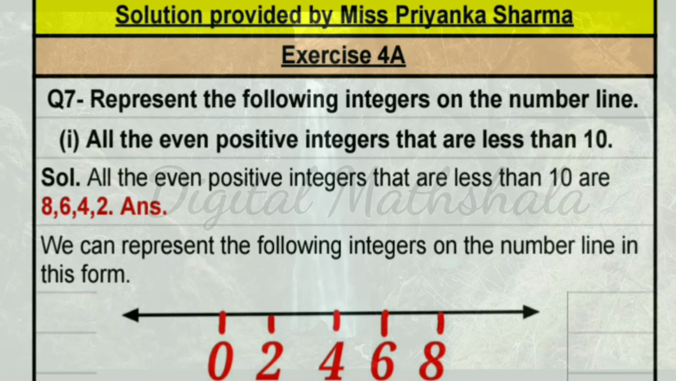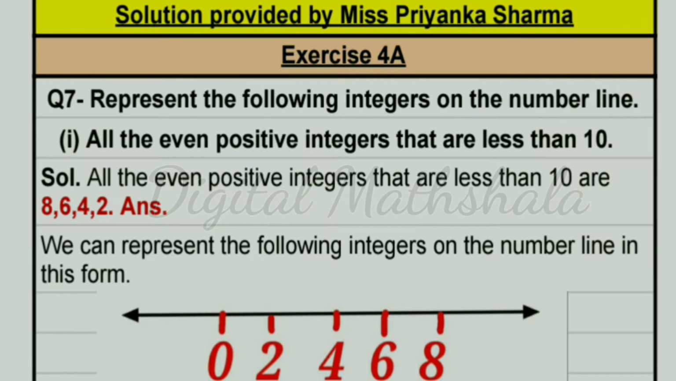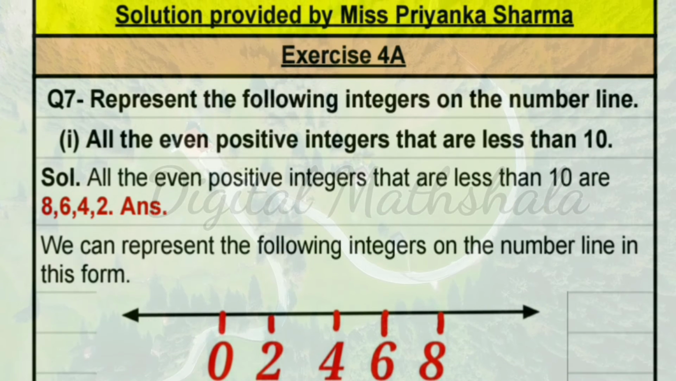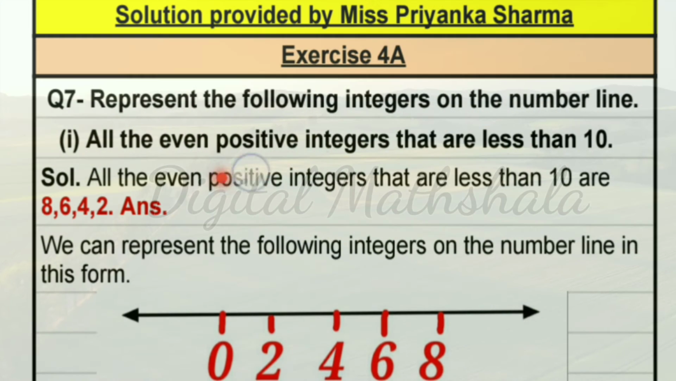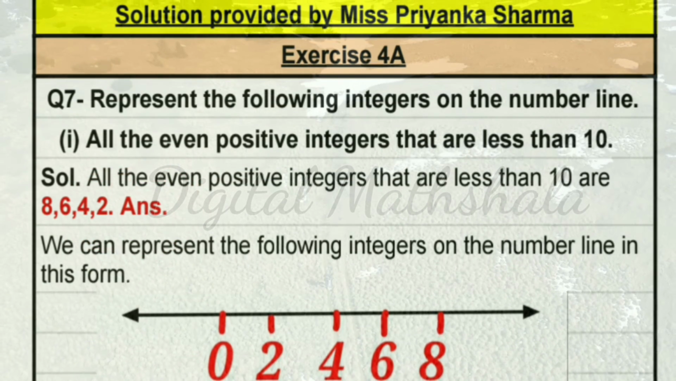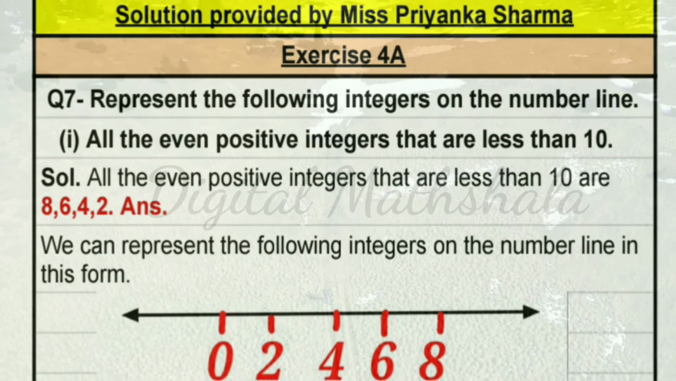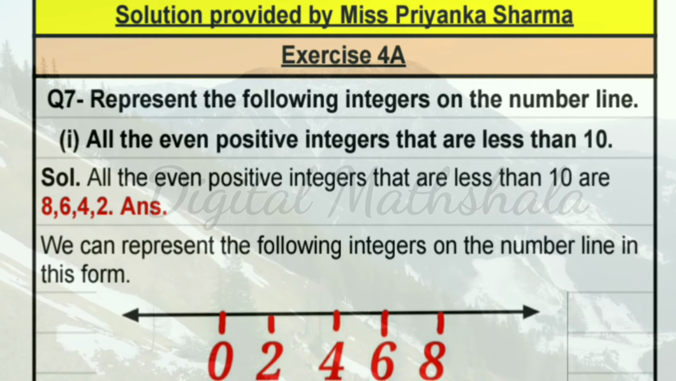Look here at how we will solve this type of question: all the even positive integers. Okay, so as we know, 0 is not a positive number, so here it is written positive, that is why we will not consider 0 in this. Okay, so all the positive numbers we will write here on the number line.